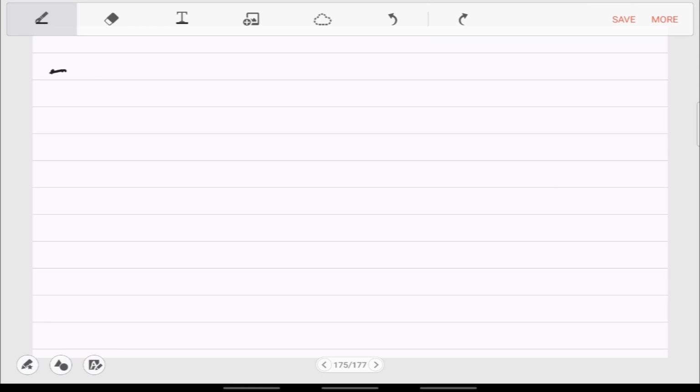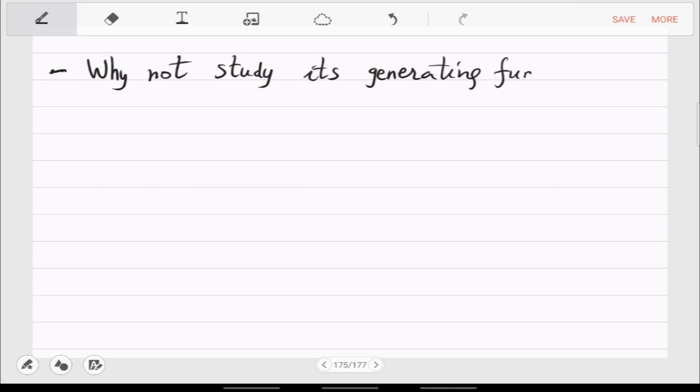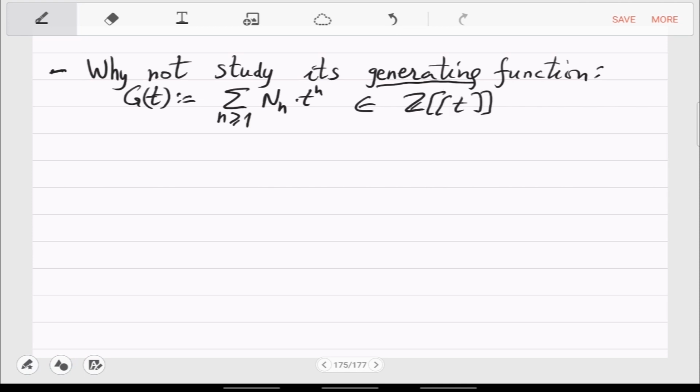Yes, so we will study its generating function, let's say. So what is N1, N2, dot dot, a series of numbers. Its generating function is sigma N_n t to the n, seen as a power series. So are you aware of this notation, Z double bracket t square bracket? This is not the set of polynomials in t. You are allowed to go up to t to the infinity. You are allowed infinite sums in this. That's the difference with polynomials.